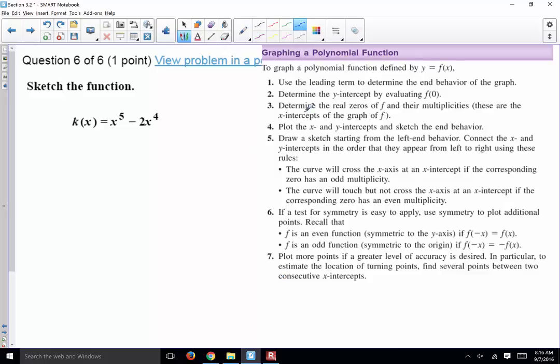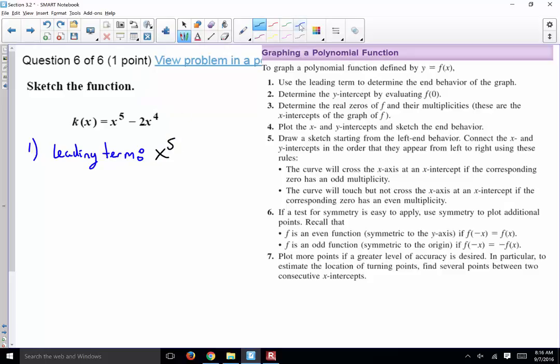Alright, how do we sketch polynomials? Let's follow these 7 steps. First, we need to describe its leading term. What is the leading term? Anyone can read the leading term? Come on. X to the 5th. X to the 5th.